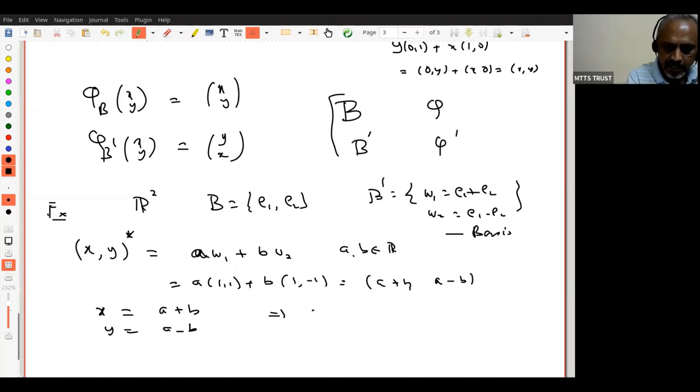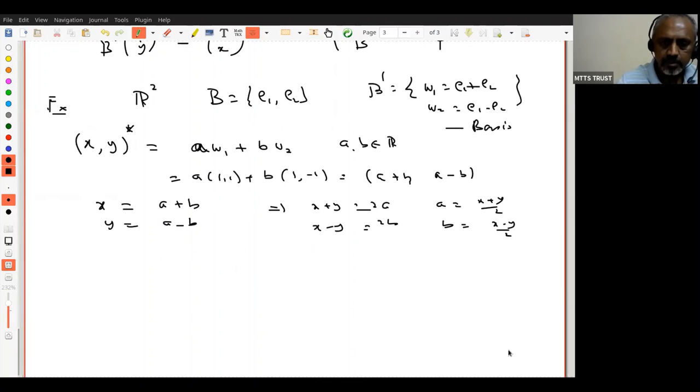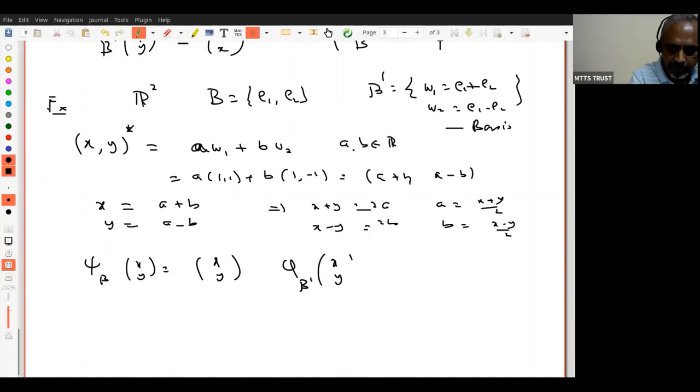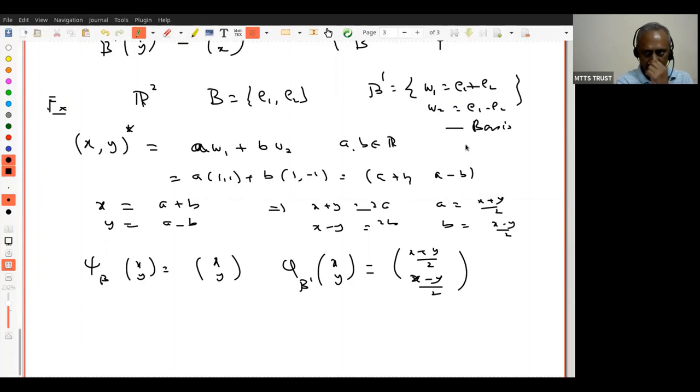This means if I add x plus y, it is equal to 2a, or a equals (x plus y) by 2. Similarly, if I take x minus y, that will be 2b. Therefore, b is (x minus y) by 2. Therefore, what is phi B of the vector xy? It is xy. And what is phi B dash of the vector xy? The coordinate map will be this. Therefore, it's (x plus y) by 2 and (x minus y) by 2. This is the coordinate map with respect to this basis.